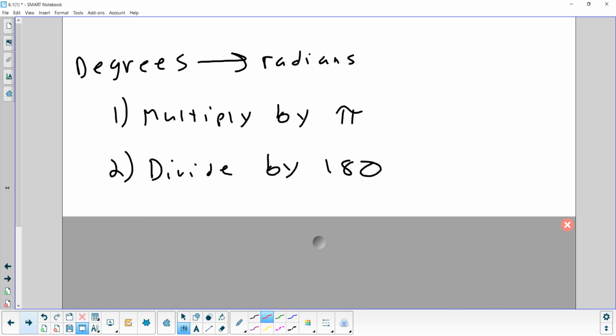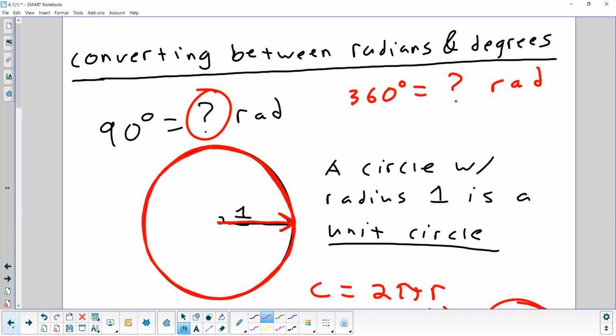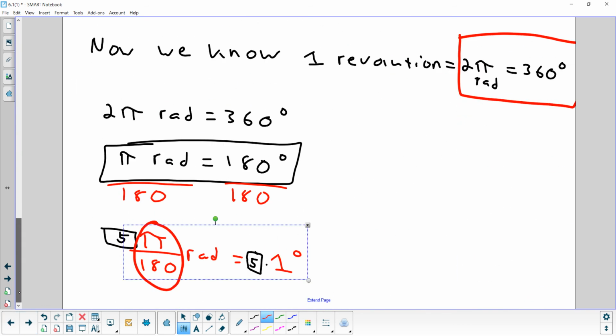Okay, so that gets us one way. Now we want to finish up with how do we do it the other way. So let's go back to that equation we had in black again.